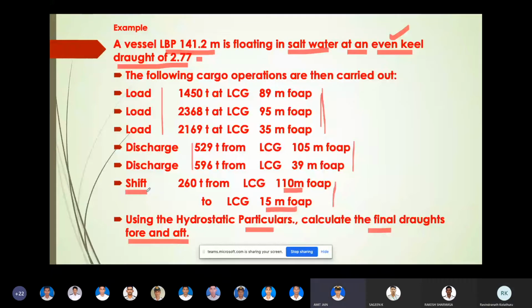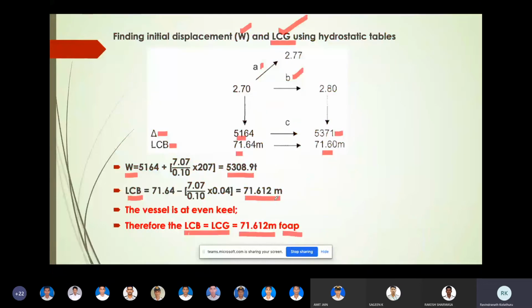Forward to the aft. No, just look at the question. Here, forward and aft is not given, right? The value is given at LCG 110. So to LCG 15 meter. Okay, good. So we will discharge from this position, 110 meters LCG, and we will load back at 15 meters. So we'll be doing the same thing in the moments table.